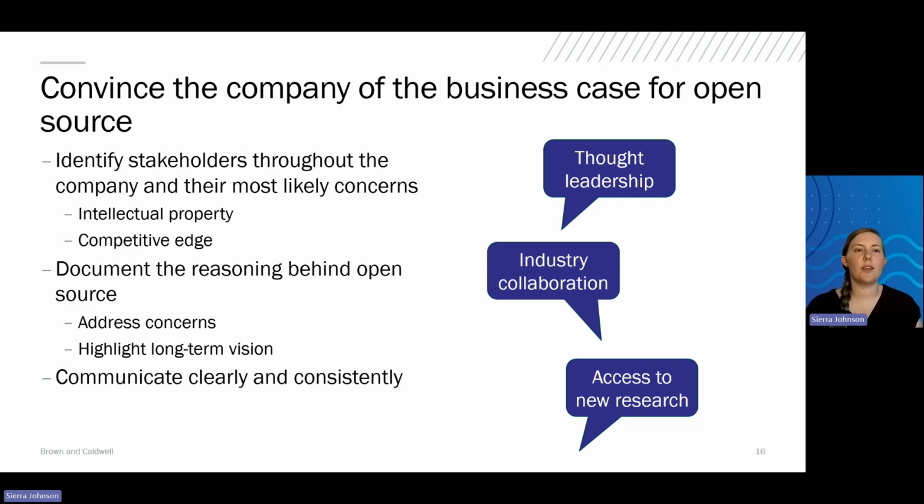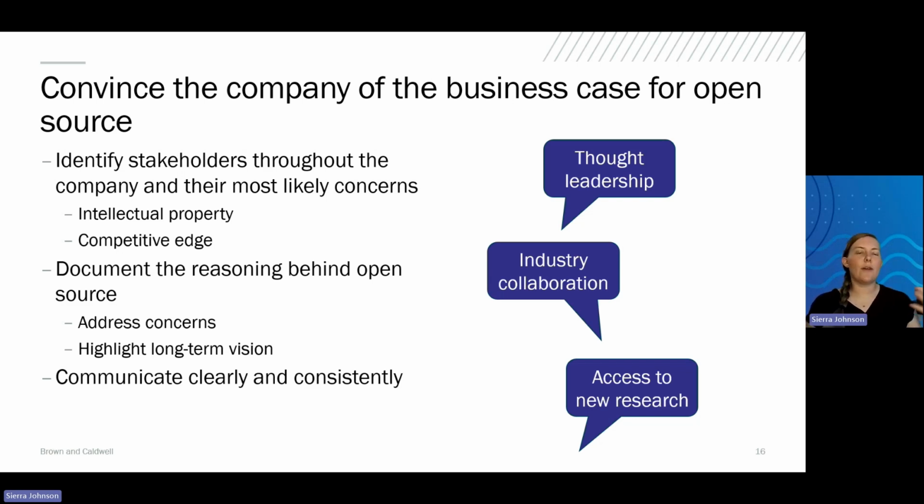We started with thinking about the different stakeholders throughout the company and what we thought their concerns would be. We knew that intellectual property would be a concern, and we knew there would be concern about giving things away to our competitors and losing our edge. Then we really started documenting in detail the reasoning behind open source for us. We wanted to address those concerns, but we also wanted to highlight this longer term vision. Instead of just saying, don't be worried, we wanted to say, be excited.